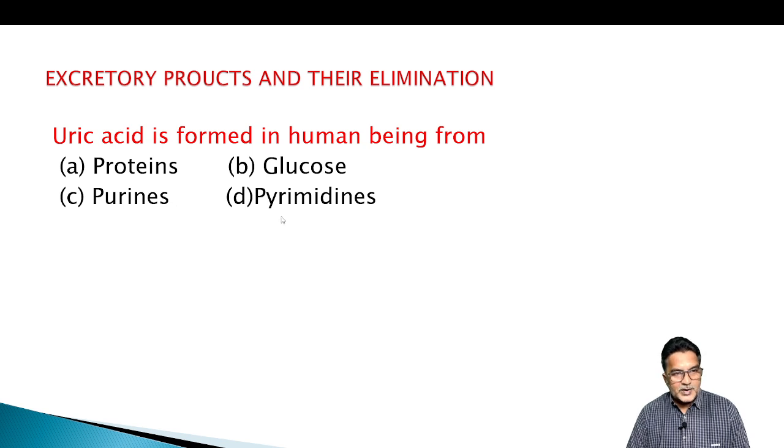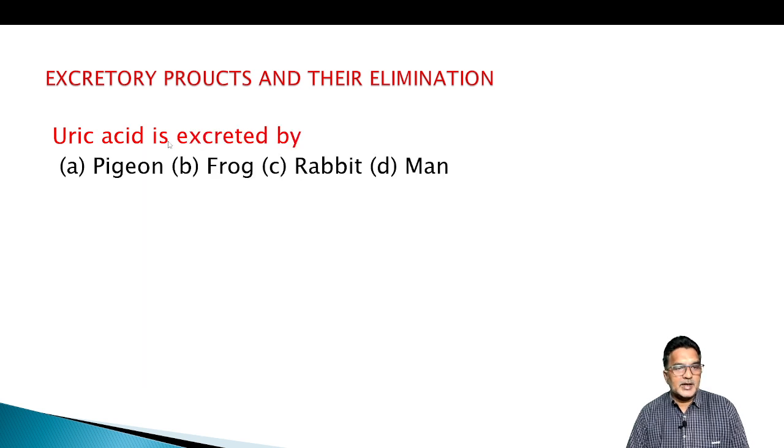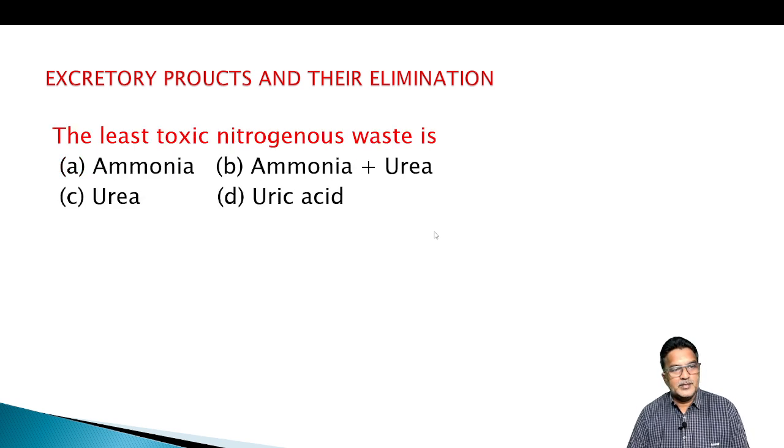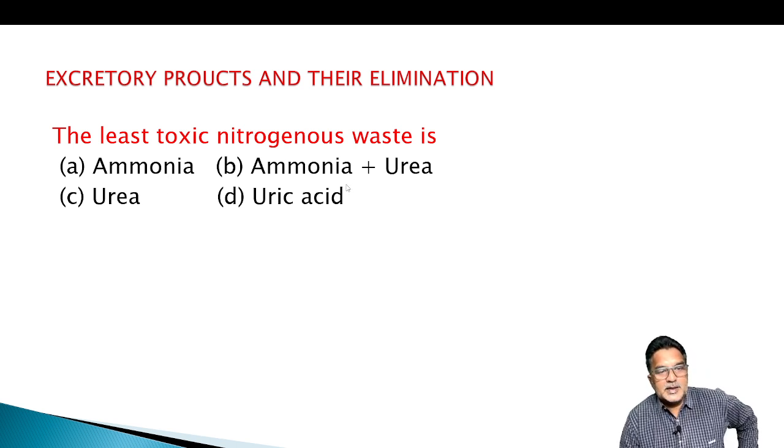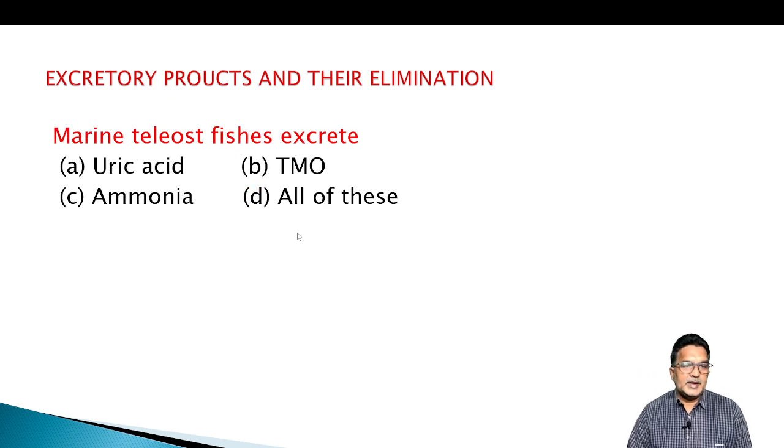Uric acid is formed in human beings from proteins, glucose, purines, pyrimidines? Uric acid is formed in purine metabolism. Uric acid is excreted by pigeon, frog, rabbit, man. Man also excretes a little uric acid, but when asked like this, you need to understand it as the major excretory material. So birds have uric acid, frog is urea, rabbit urea, man urea. Which nitrogenous waste is least toxic? Ammonia is highly toxic, urea moderately toxic, uric acid is the least toxic excretory waste material.